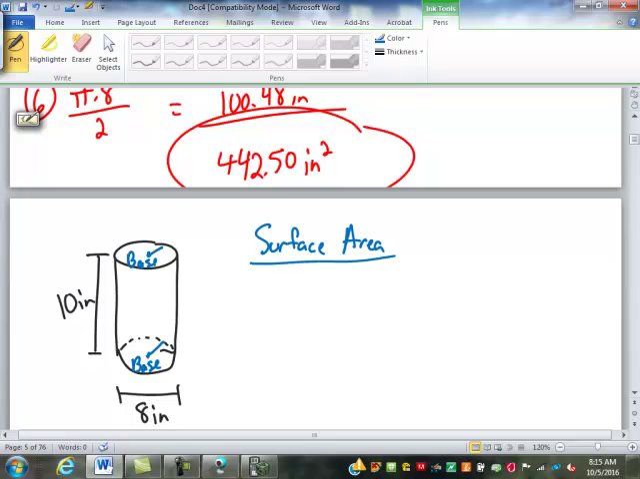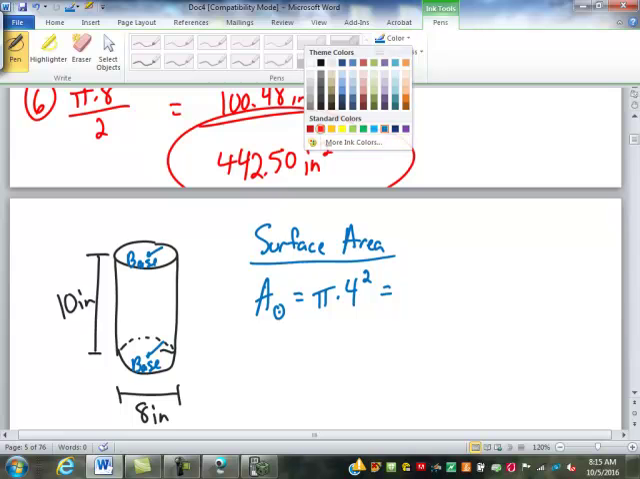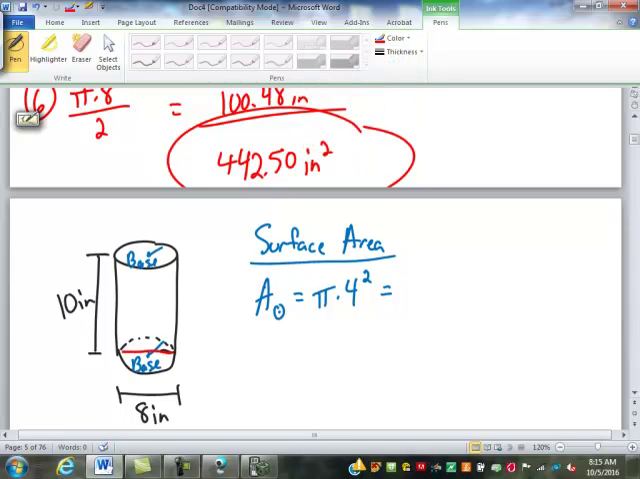So the area of the circle for the base is pi times, where am I getting the 4 from? Yeah, the diameter is 8. Half of that is 4, my radius. So that'd be 50.24. Why am I writing that down twice? There's the bottom and there's the top. Now I have what's called lateral area.